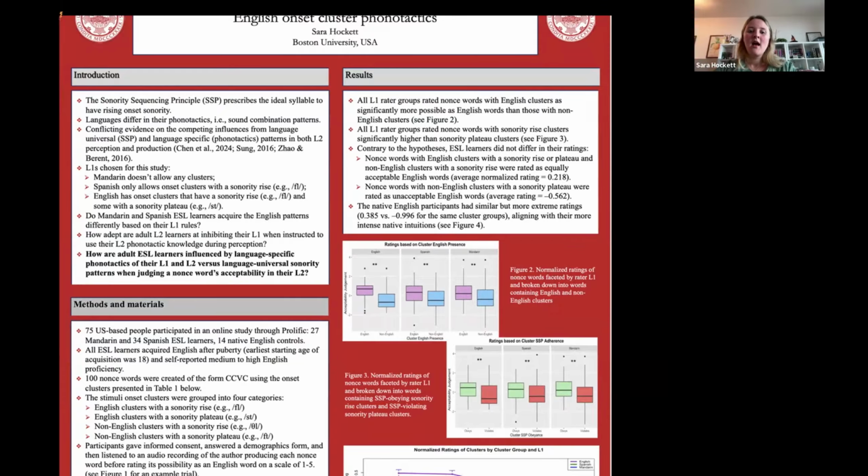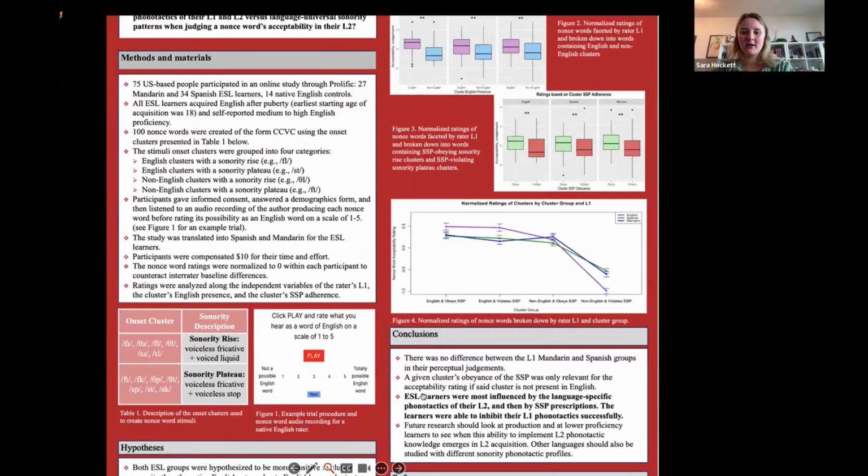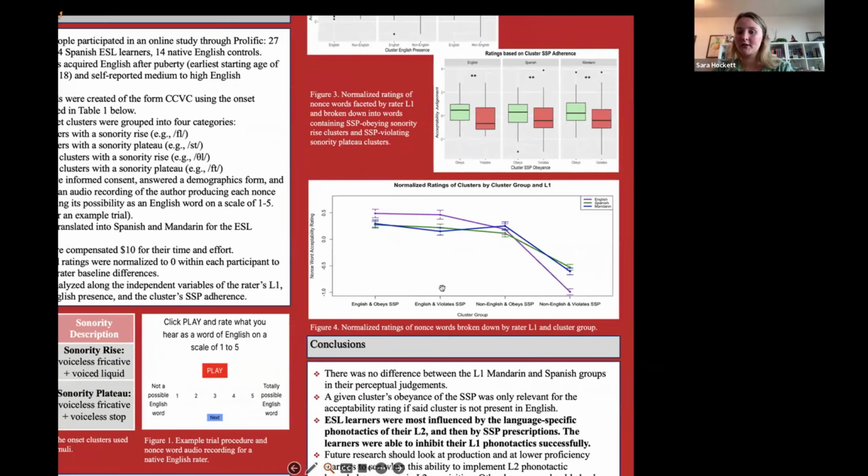We don't have that. Everyone across all 3 languages hated the non-English clusters, and they loved the English ones across all 3, and there was not really a big difference. And then based on whether there was a sonority rise or a sonority plateau, there was also a difference across all 3 languages where they loved the clusters that had the sonority rise and didn't like the ones that didn't have the sonority rise.